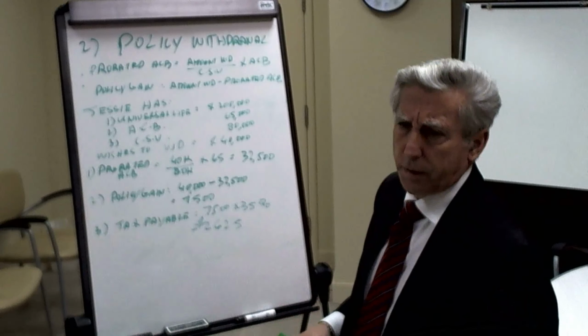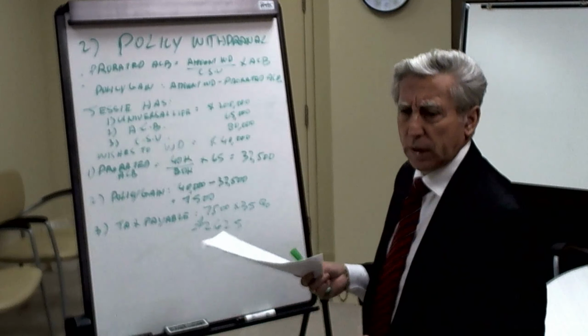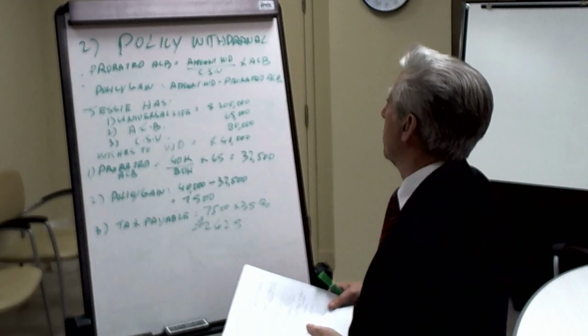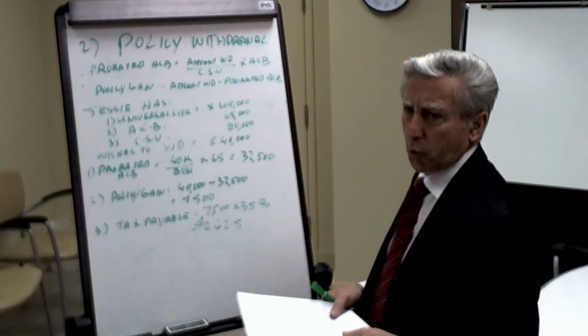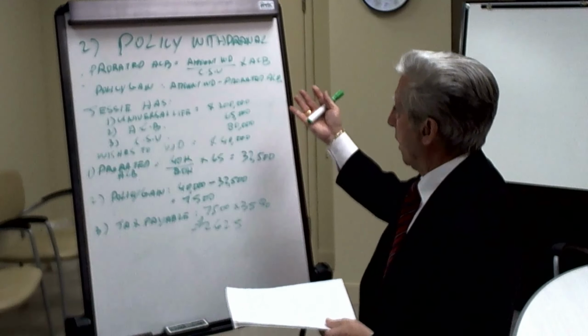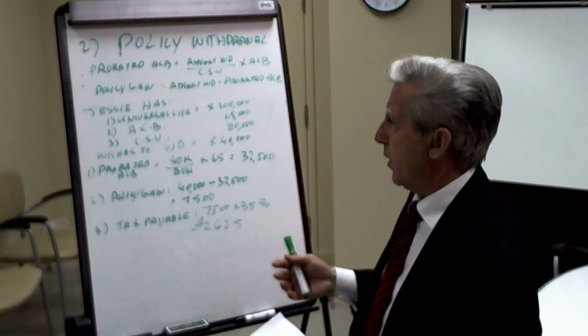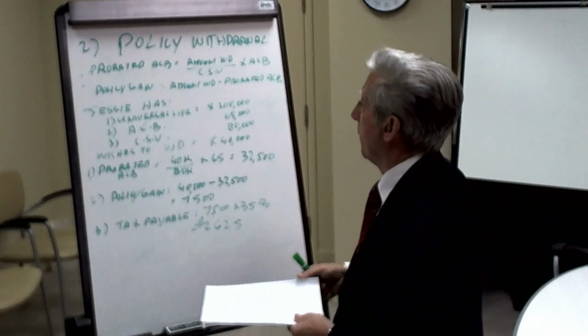Okay, so the second thing is we don't want to reduce the coverage. We'd like to keep the coverage at $200,000, but we still want to be able to withdraw some money. So this is the second part of how we do a partial surrender, what we call a policy withdrawal.